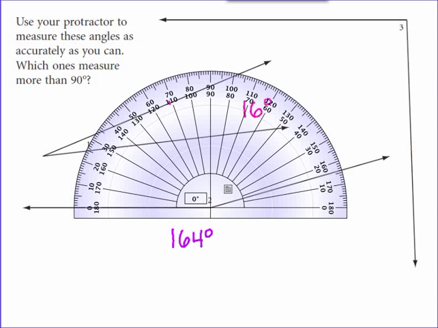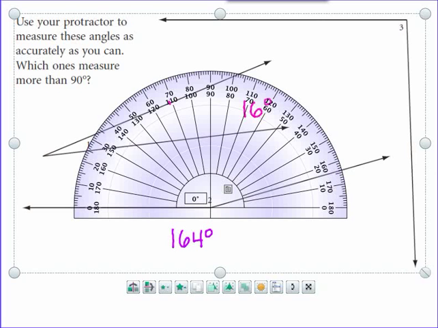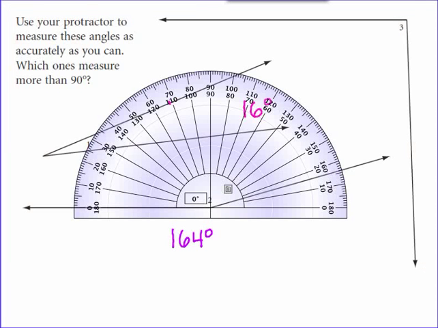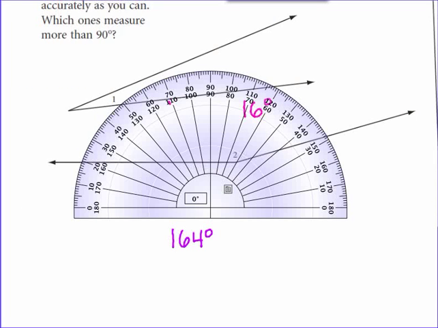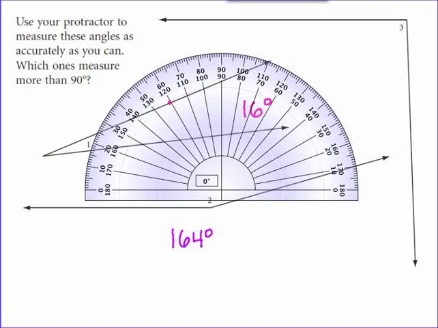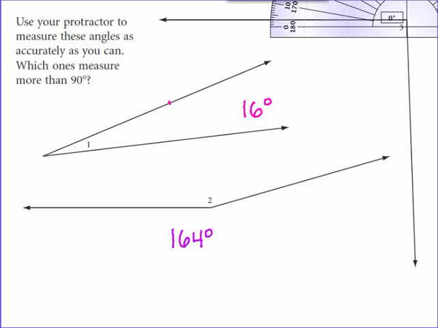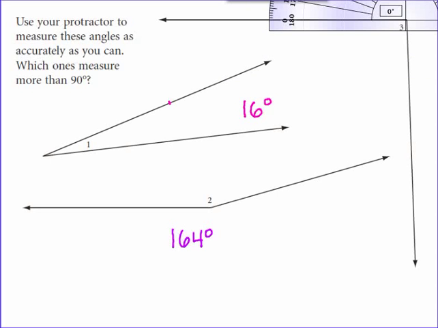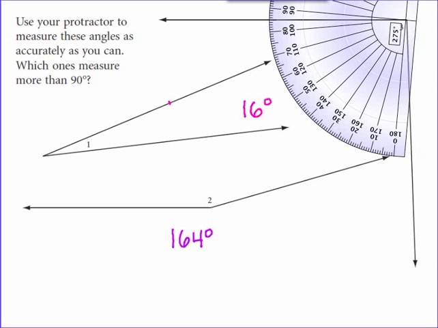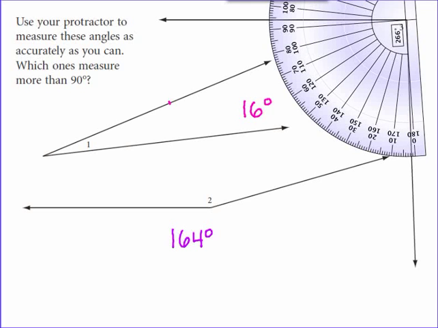Now number 3, you're going to have to tilt your protractor a little bit. Remember, the very first step is to line up my protractor with the vertex first, and then line it up with one side of the angle. I'm going to line it up with that side right there.